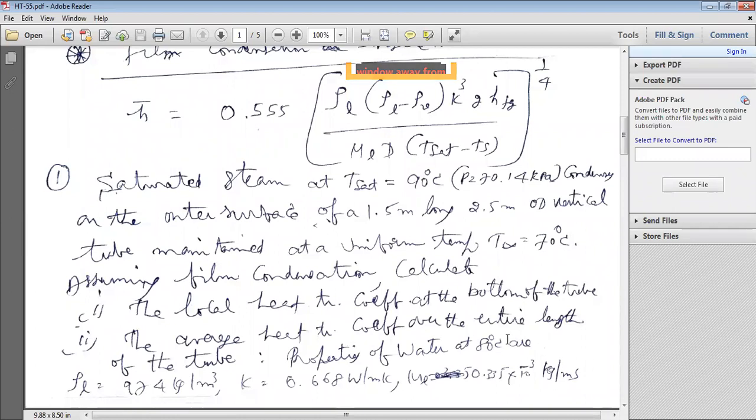Properties of water at 80 degrees, because here we have 90 degrees and 70 degrees. What is the average? 90 plus 70 divided by 2, that is 160 divided by 2, that is 80 degrees. So you have to take the properties at 80 degrees, that will be hot water. Density of the liquid rho L is 974 kg per meter cube, thermal conductivity of the liquid is 0.668 watt per meter Kelvin, and dynamic viscosity of the liquid is 0.335 into 10 power minus 3 kg per meter second. So that is the problem.